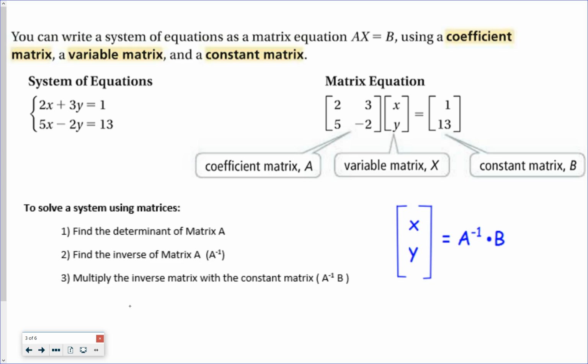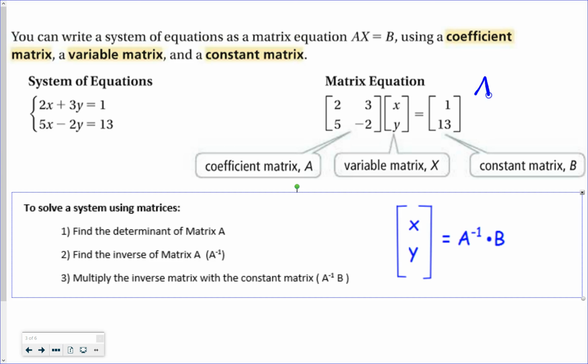When we're talking about matrix A, matrix B, whatever, it comes from our matrix equation, which comes from our system of equations. Look at that first one: 2, 3, 5, and negative 2. Where are those coming from over here? The numbers in front of the x and the y are my coefficients. That is matrix A. Matrix X is our variable matrix in the middle. So what variables are being used? X and Y. And then matrix B on the end is our constant matrix. It's what we're equal to.